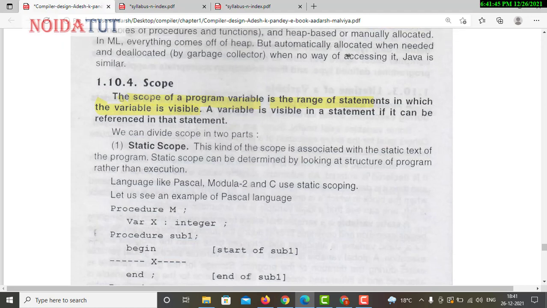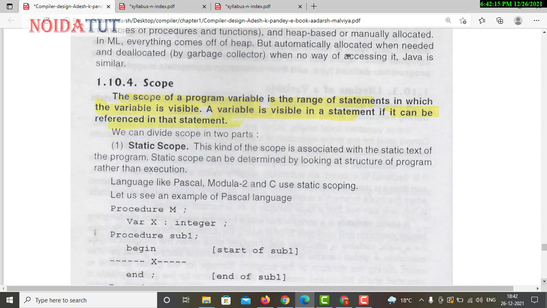So what is a local variable? A local variable is a variable which is defined inside a function. So the scope of that variable is only inside that function. It cannot be used outside that function. That is known as the scope of the variable. The scope of a program variable is the range of statements in which the variable is visible. A variable is visible in a statement if it can be referenced in that statement.